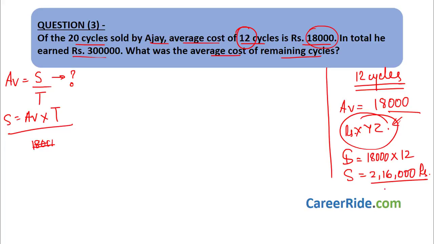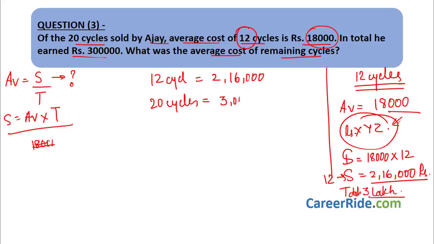How much did he earn in total? He earned 3 lakh rupees totally. Okay, this is the total of 20 cycles, right? For 12 cycles he earned 2,16,000 rupees. For 20 cycles he earned 3 lakh rupees. So you should see that for the remaining 8 cycles, how much money was collected by selling them? 3 lakh minus 2 lakh 16,000, that is nothing but 84,000. So by selling these remaining 8 cycles, Ajay collected 84,000 rupees.